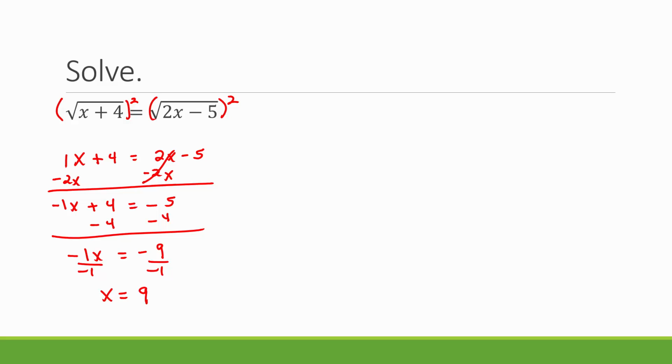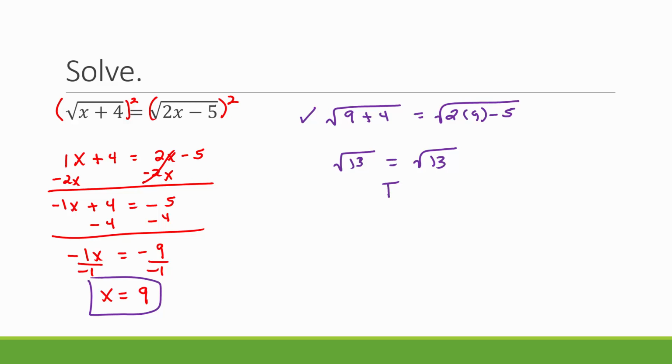So again, make sure you check your solutions. Back into the original equation, so I'm going to replace each one of my x's with 9 and simplify each side. On my left-hand side, 9 plus 4 is 13, so I have the square root of 13. On the right-hand side, 2 times 9 is 18. Minus 5 is 13, so I get the square root of 13 equals the square root of 13, which is a true statement, so x equals 9 would be my solution.